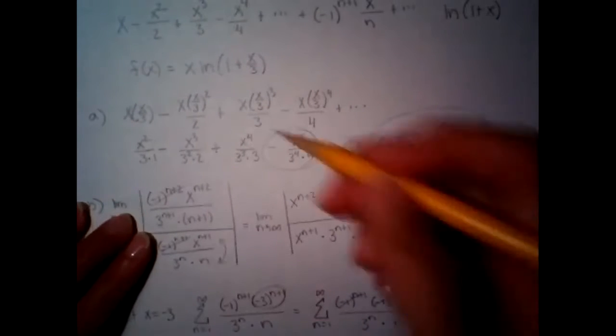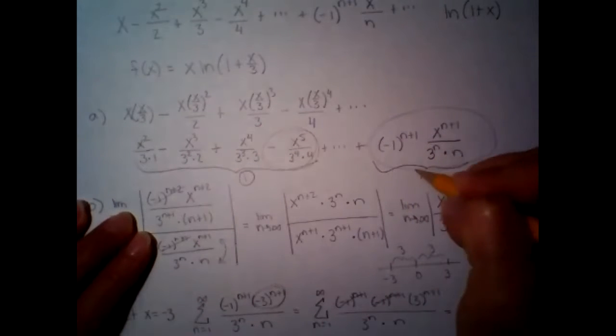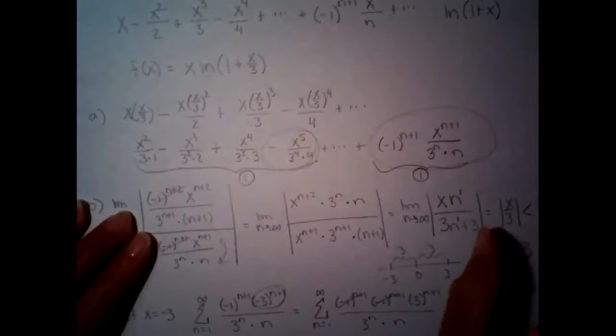All right, so points for this question. For part A, writing out these first 4 terms was a point. Writing out the general term was a point. So that was worth 2.